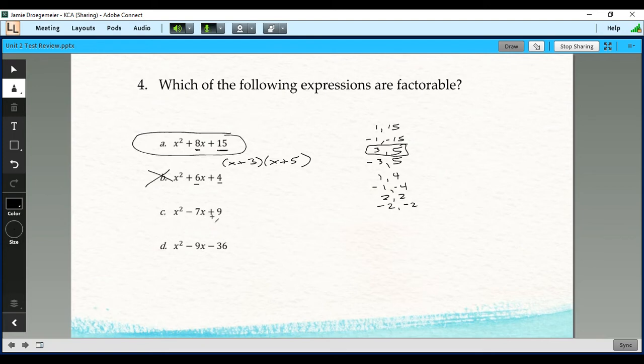Letter C, we want factors of 9 that would add up to negative 7. So if we think of positive 9, we'd have 1 and 9, negative 1 and negative 9, and then 3 and 3, or negative 3 and negative 3. Those would be our factors. If we add those together, nothing is going to add up to negative 7 there. So that one will not factor.